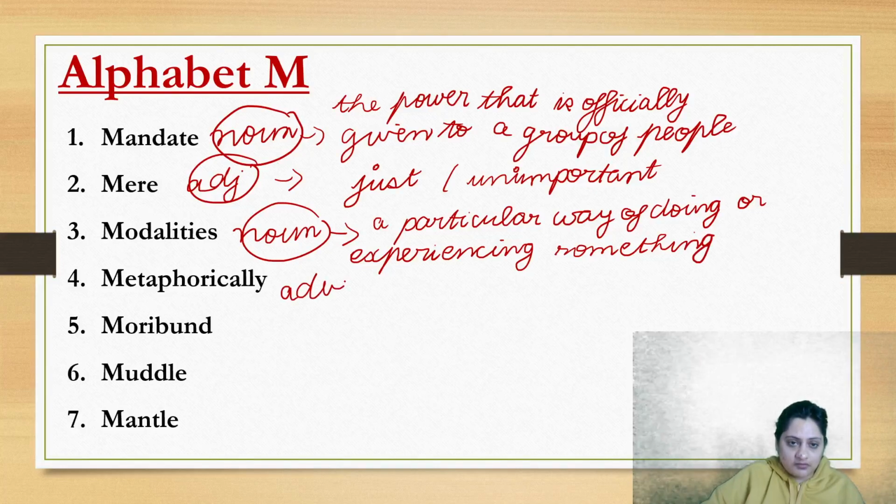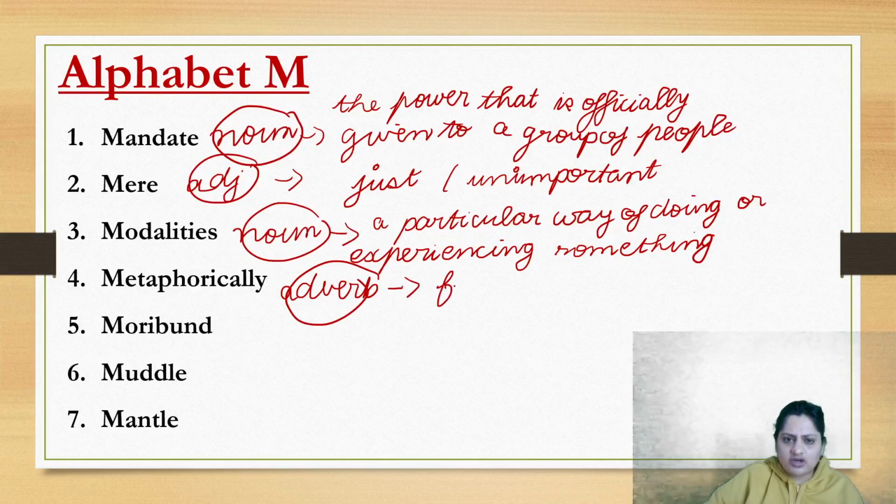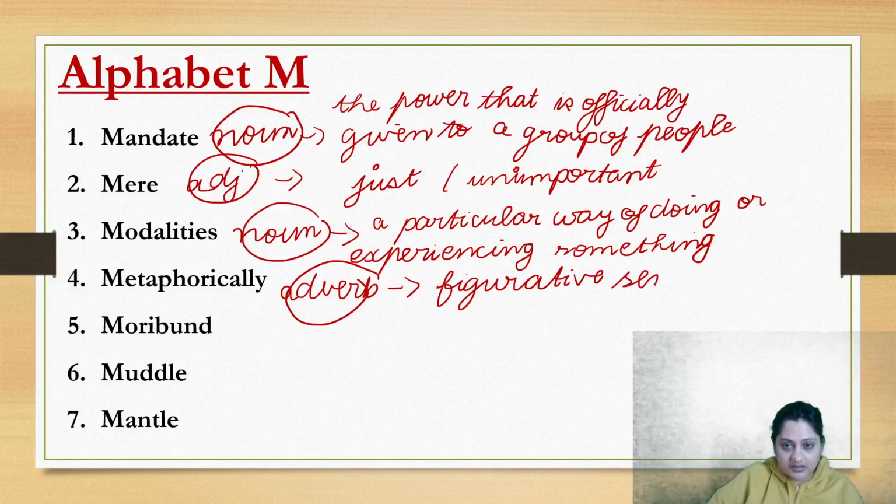Metaphorically is an adverb. When we say metaphor, we mean the figurative sense, not the literal meaning of the words that are written. Figurative sense means the overall sense rather than the literal meaning of the words. You say metaphorically, based on a metaphor, representing some truth or situation behind a subject. It's not the exact word meaning.